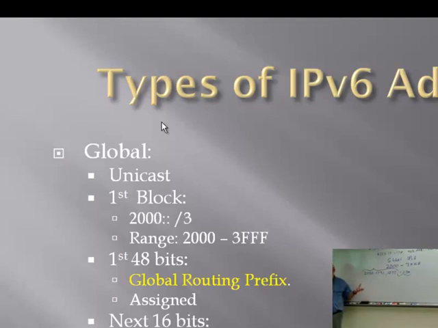Okay, so you get this global routing prefix from them, and you subnet it out here. Actually, like I said, you can subnet it further, but we're just going to subnet in here when we get to it. The main thing about global IPv6 is that it's routable on the internet, and it's just fine.